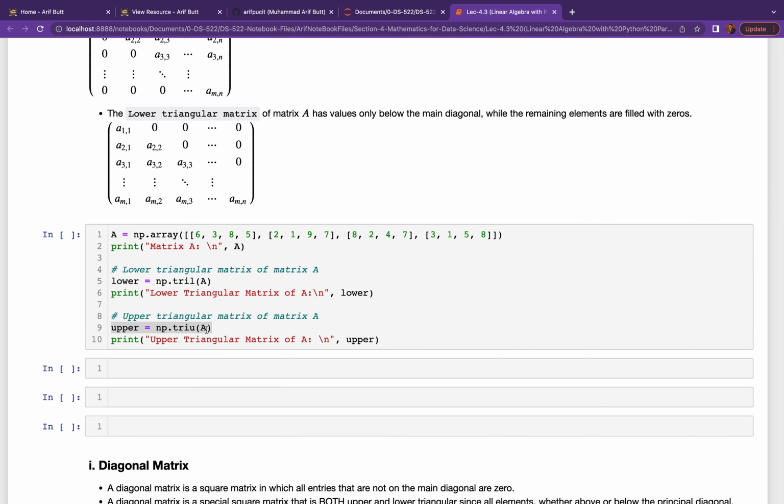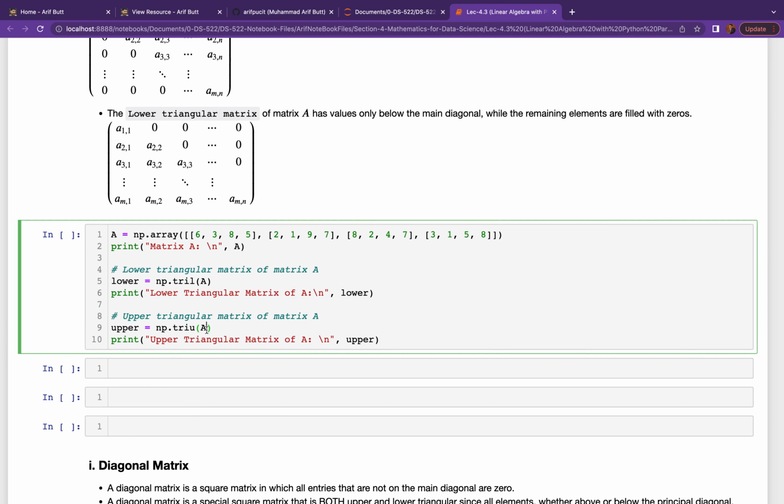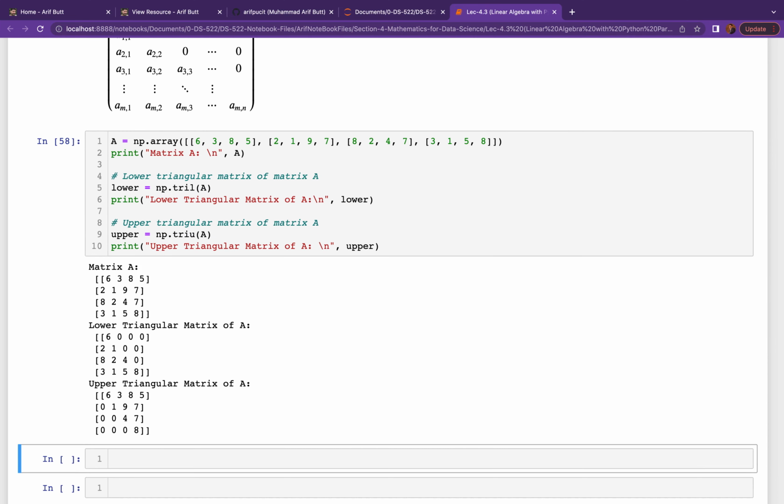In NumPy, if you want to create a lower triangular matrix of A, you use this method, np.tril, triangular matrix low, and for the upper triangular matrix you use this. Let me run this code. So this is our matrix A, and this is the lower triangular matrix in which you see only the data below the main diagonal is there, and this is the upper triangular matrix in which only the data above the main diagonal is there, and the rest of the elements are 0.